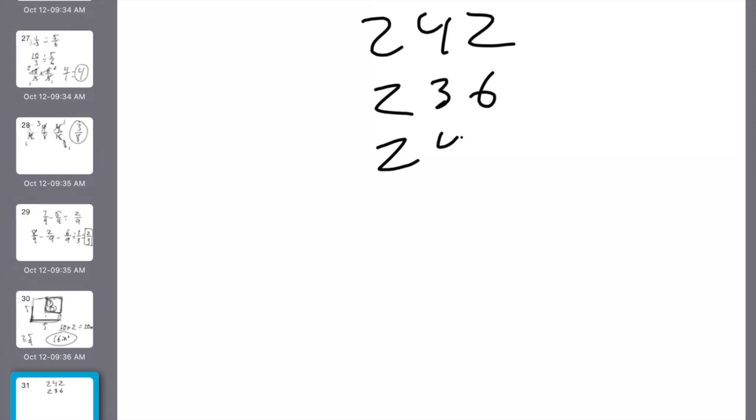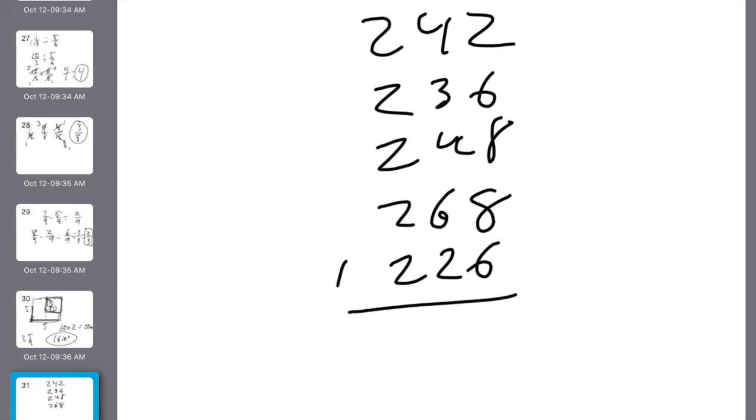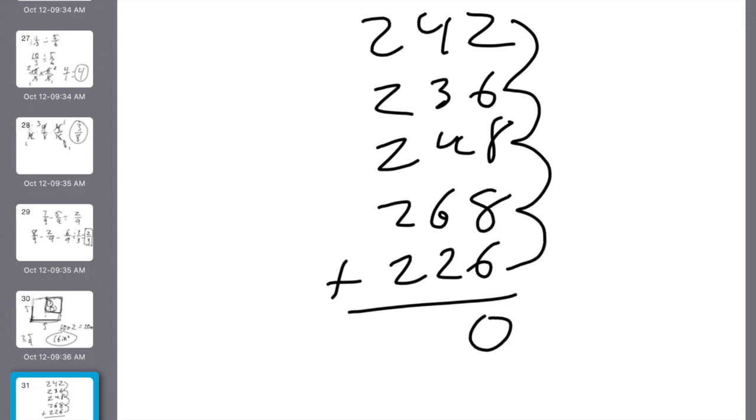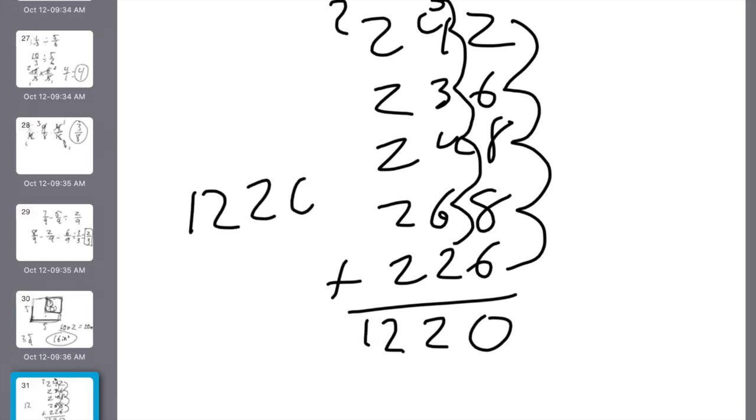So start writing down 242, 236, 248, 268, and 226. Add those up. 8, 16, 24, 30. Carry the 3, 7, 10, 14, 20, 22. Carry the 2. 1, 2, 3, 4, 5, 6 times 2 is 12.